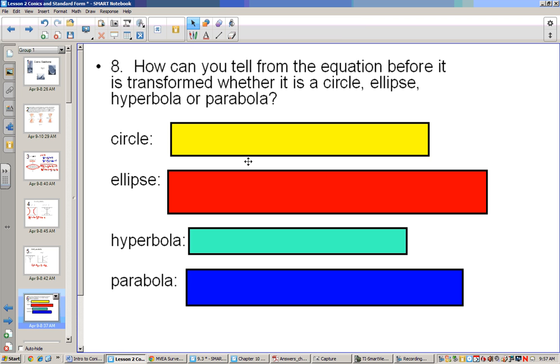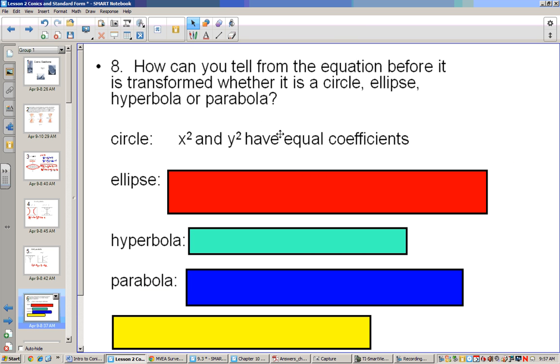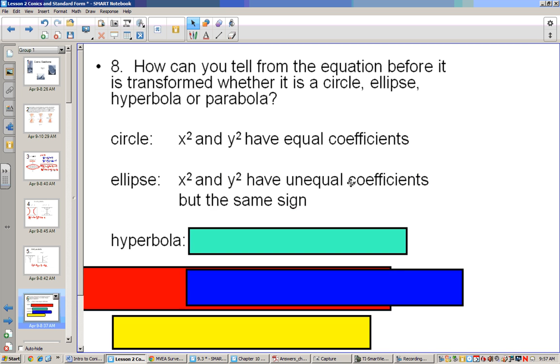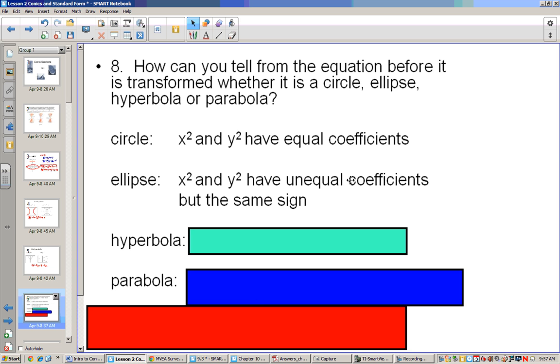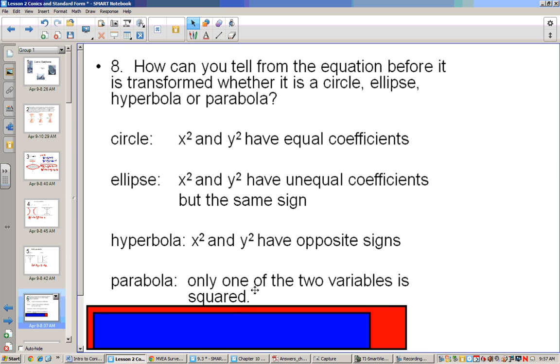So if we wanted to take a little notes on this, a circle, x squared and y squared always have the same coefficients if they are on the same side of the equation. Same with an ellipse, x squared and y squared have unequal coefficients, but the same sign, assuming they're on the same side of the equation. And hyperbola, x squared and y squared have opposite signs, assuming they're on the same side of the equation. Where a parabola, only one of those two variables is actually squared.